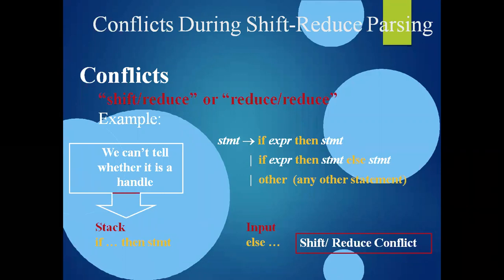From the starting of the class itself, I'm saying that whatever context free grammar we specify here should be an unambiguous grammar. It should not be an ambiguous grammar. If the grammar is ambiguous, then we'll get such conflicts like shift reduce or reduce reduce. So choosing the grammar is most important when we are constructing parsing techniques.